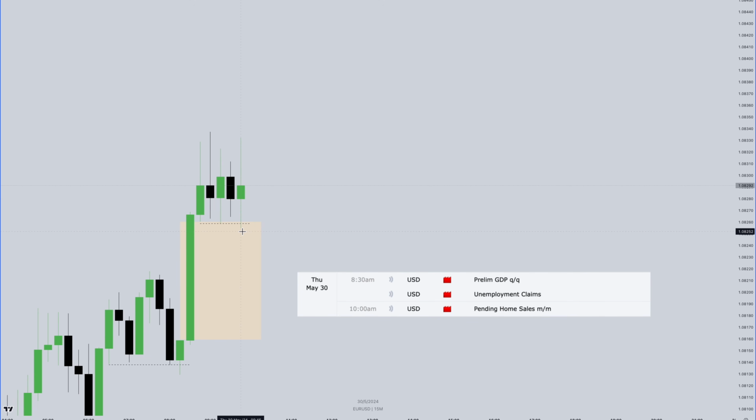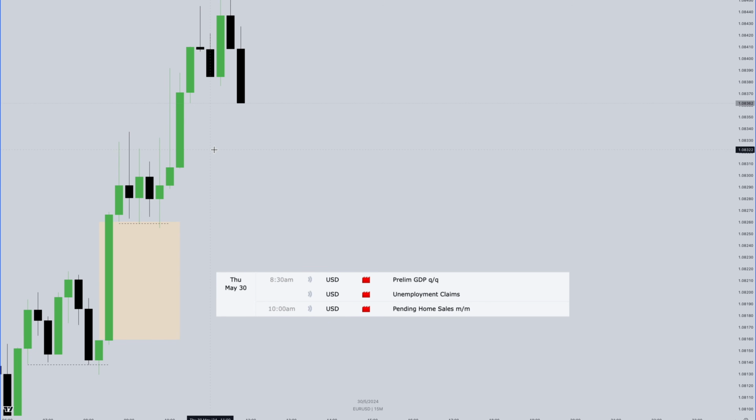So here you can take another entry towards drawn liquidity. And this order flow, the target drawn liquidity is higher. See at 10 a.m., we go higher.